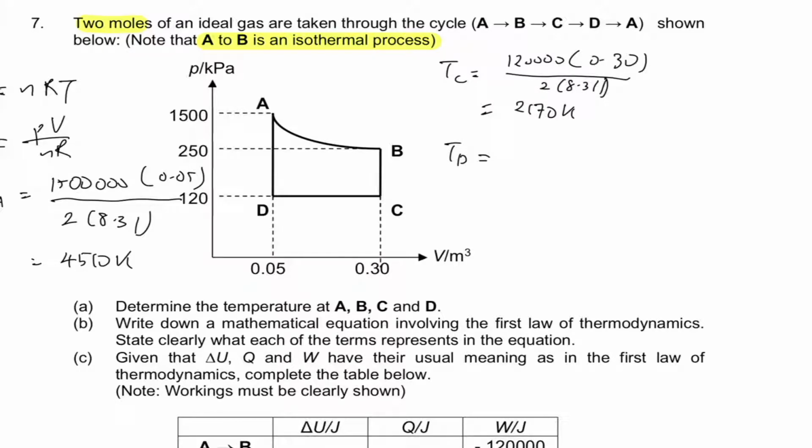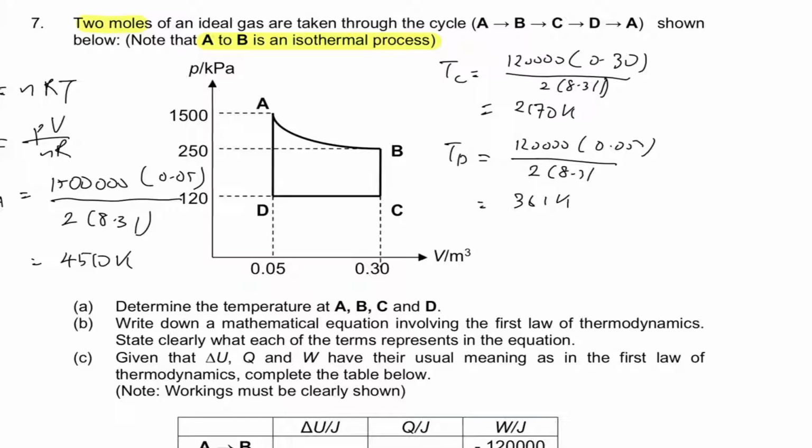You can do the same for D. So D is at 120,000 pascals as well, times 0.05 over 2 times 8.31. Then I get 361 Kelvin.